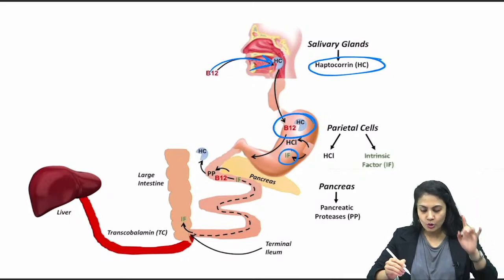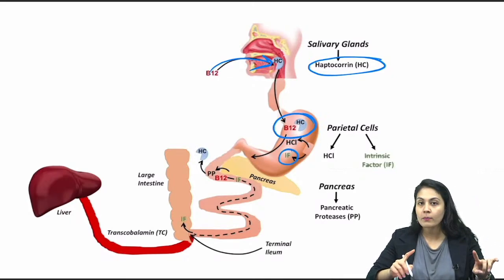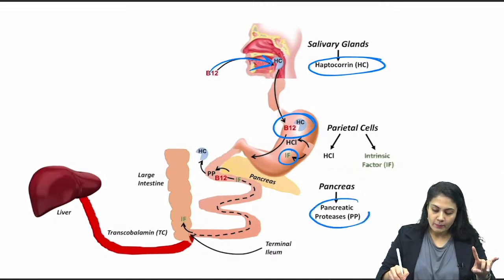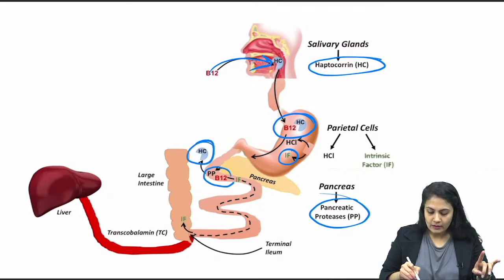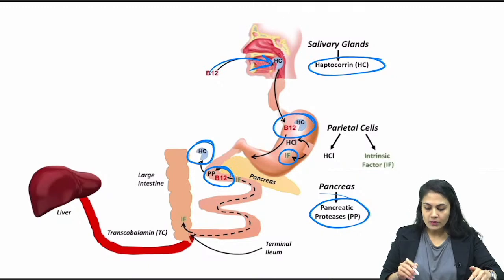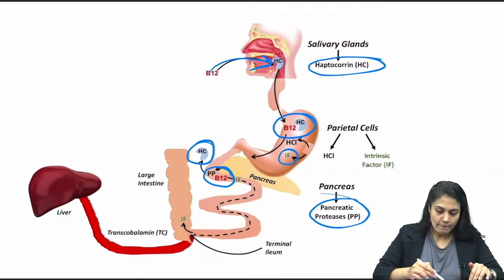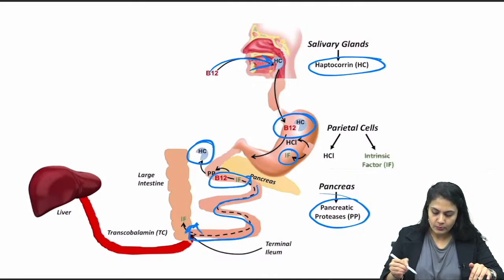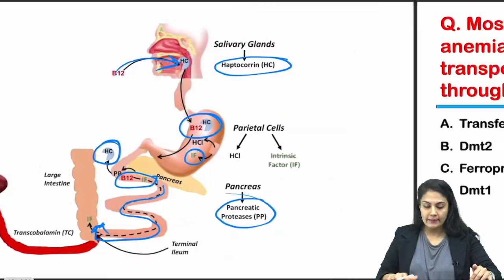The intrinsic factor, though it is released over here, won't be able to protect the vitamin B12 unless and until the pancreatic proteases break away the haptocorrin. Only then is the intrinsic factor going to bind to the vitamin B12, which will be protecting it throughout the small intestine, and the B12 will be absorbed in the terminal ileum.